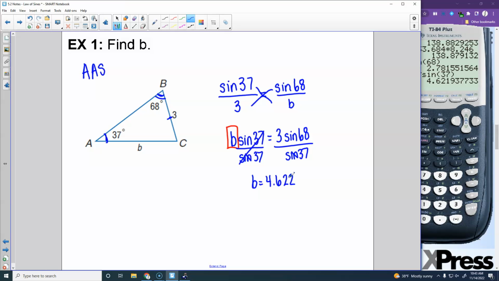Now all it asks us to do here is find side B, so we're done. If we wanted to, we could use that information to find other parts of the triangle, but it didn't ask us to do that. It just asked us to find B, and that's it for a problem like this. So set up, cross multiply, solve for your variable that you're missing. If you have two angles, it is not a special case. So you just set it up and solve. Any questions here?